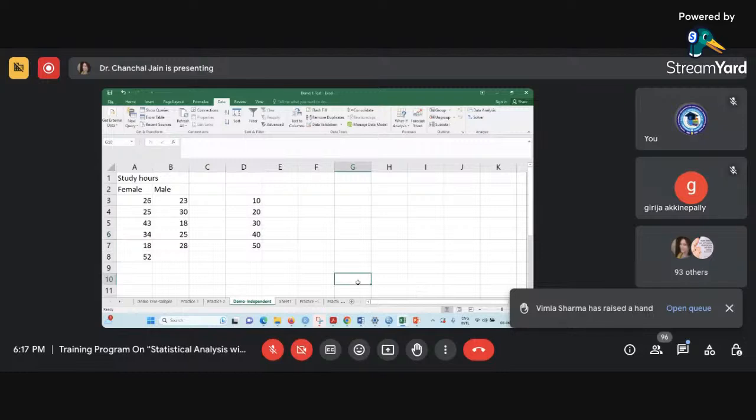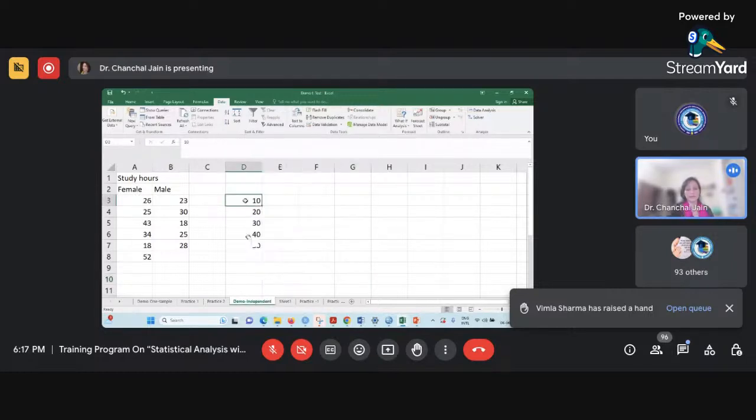Now you can see the study hours of male and female students are given here. I don't know for what purpose I have made this column. You can delete this. So you can see we have two groups, male group and female group, and these are the study hours given for both groups. We want to compare whether the mean study hours for male and female are the same or not. So can anyone tell me what can be the null hypothesis in that case?